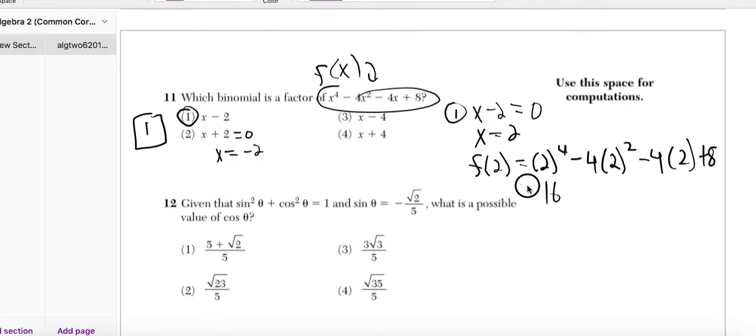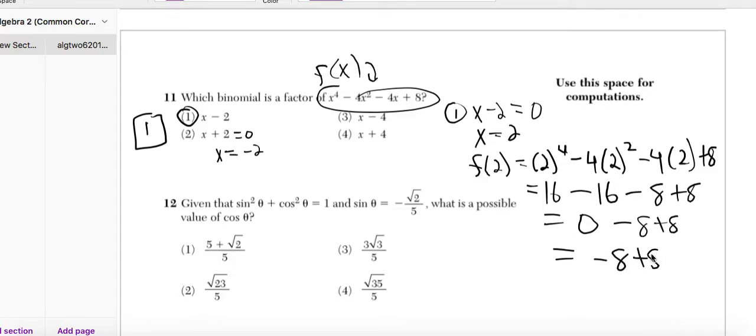2 to the fourth is 16. 2 squared is 4, and 4 times 4 is also 16. 4 times 2 is 8, 8 plus 8, and then this is plus 8. So 16 minus 16 is 0. We get 0 minus 8 plus 8, which becomes negative 8 plus 8, which is just 0.